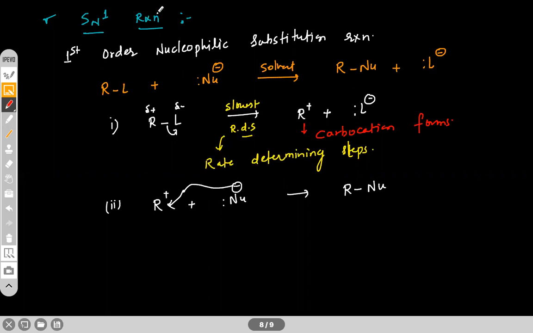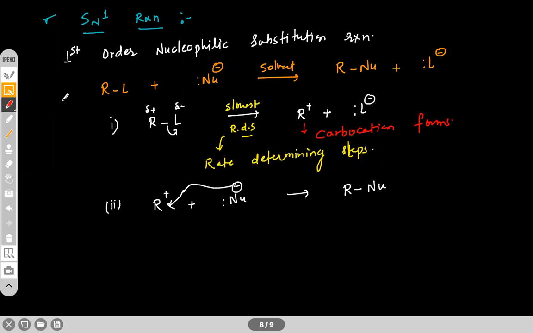But since it is an SN1 reaction, we have to have the first step possible, which is the formation of carbocation. So the basic strength of the nucleophile should be such that it waits for the carbocation to form. If the basic strength of this nucleophile is very high, it won't wait for the fully developed carbocation to form, and it will attack on the partial charge only. We have discussed this in the previous cases.